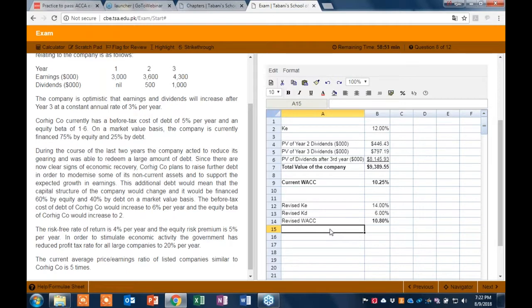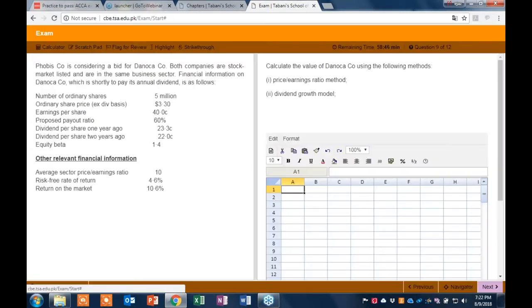Okay, let's move towards the next question. Calculate the value of Denoka company using the following methods: price earning ratio method and dividend growth method. Just go ahead and solve both parts and we'll discuss in a while. Two minutes for each part.